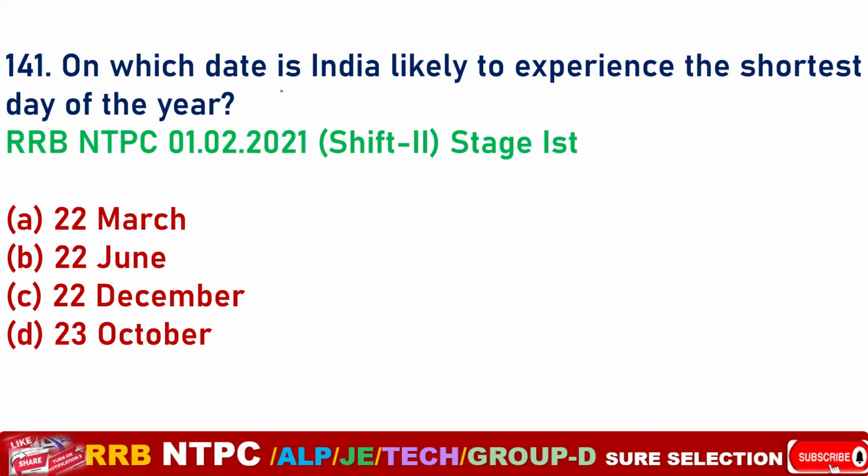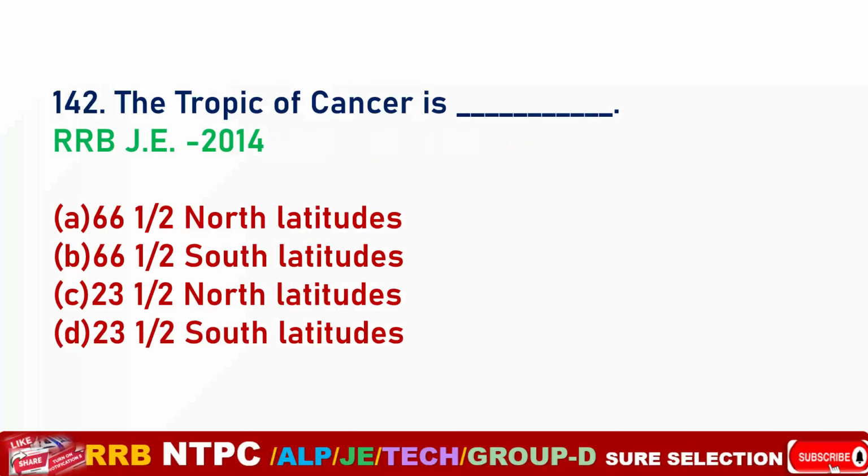It is called the equinox. On which date is India likely to experience the shortest day of the year? The shortest day is 22 December. The Tropic of Cancer is located at 23.5 degrees north latitude.